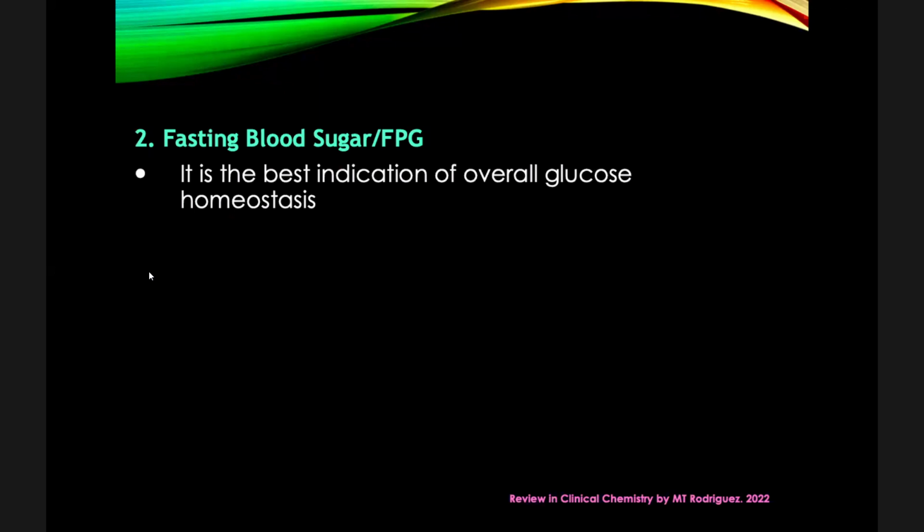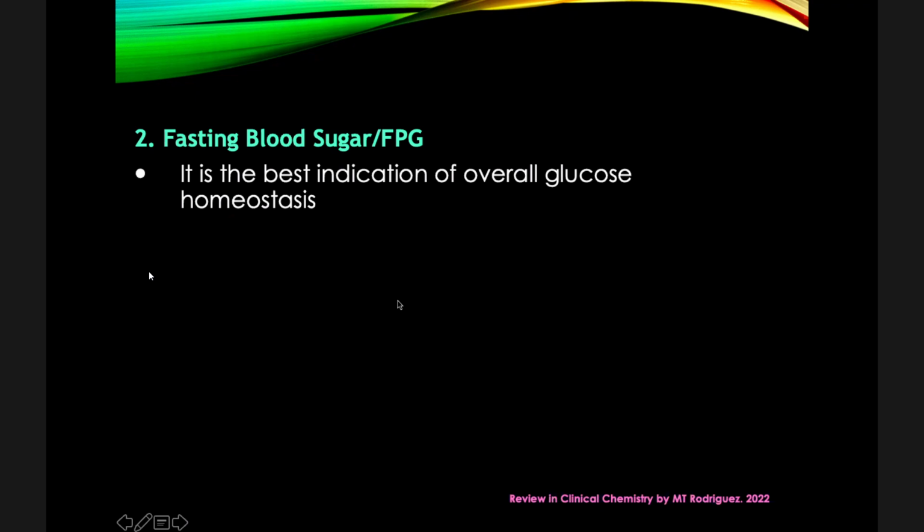That is FBS. And how would we know there is balance of glucose inside the body? Well, the FBS should be 70 to 99 milligram per deciliter. That is the reference value for non-DM individual. Non-DM individual is 70 to 99 milligram per deciliter FBS. Remember, measure of glucose homeostasis.